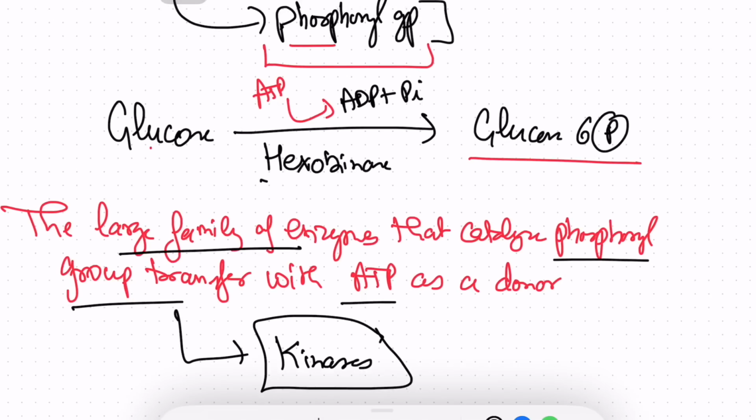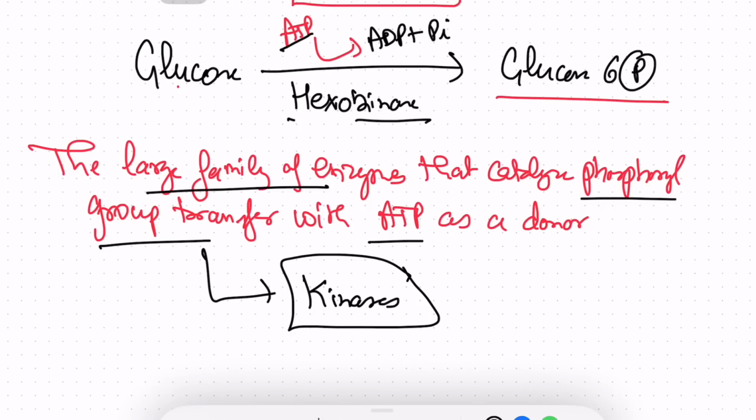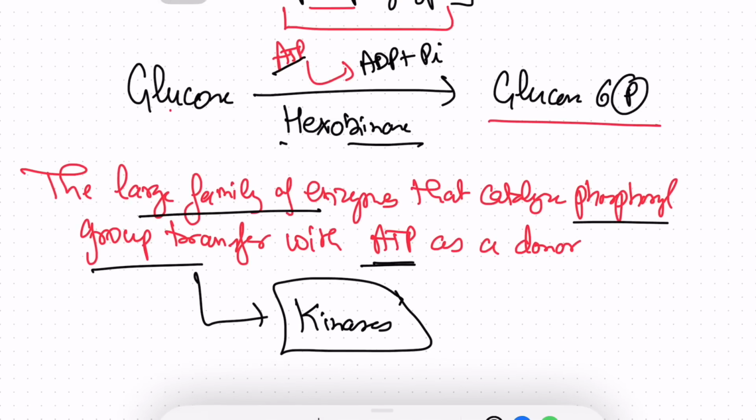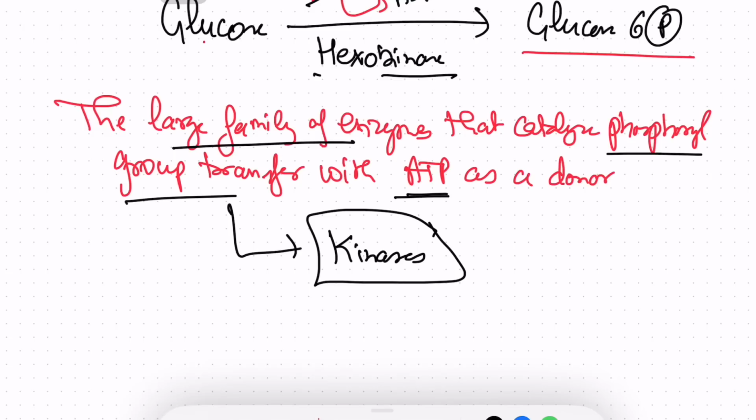So here you see hexokinase, in which ATP is involved. Keep in mind whenever you see kinase at the end of an enzyme name, these enzymes are involved in phosphoryl group transfer reactions, and ATP is going to donate the phosphoryl group. Hopefully all the points are clear.